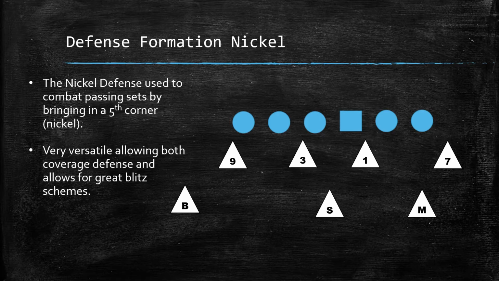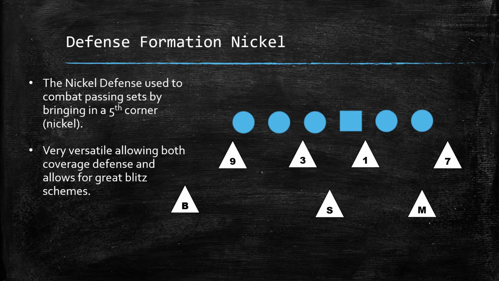Alright guys, so now we have the defensive nickel formation, a defense that is ever so popular to combat the high-powered offensive attack of the sport today. This is done by utilizing a 5th cornerback, or what I refer to as the bandit.